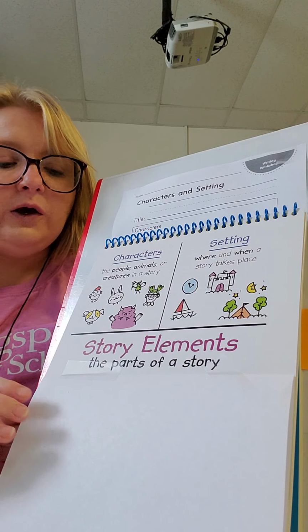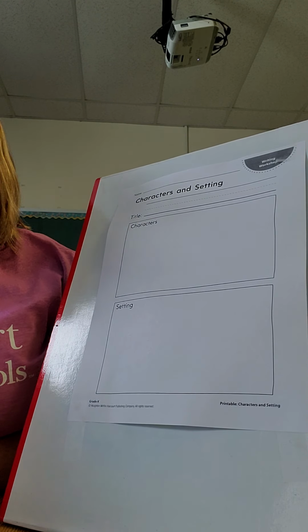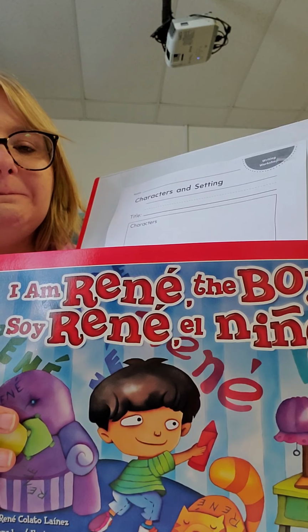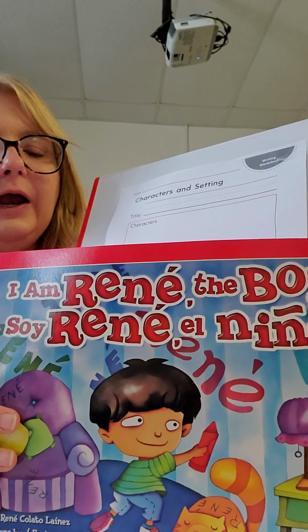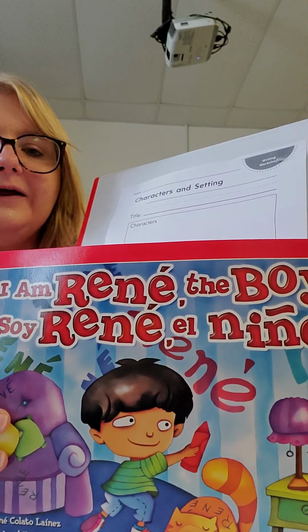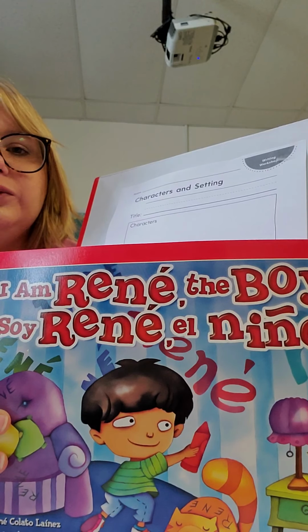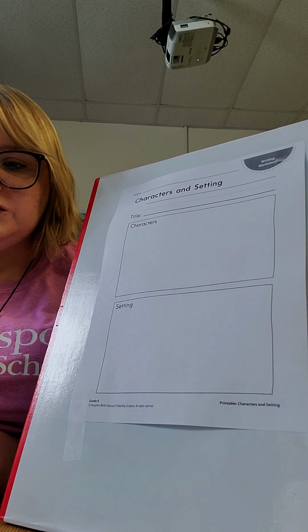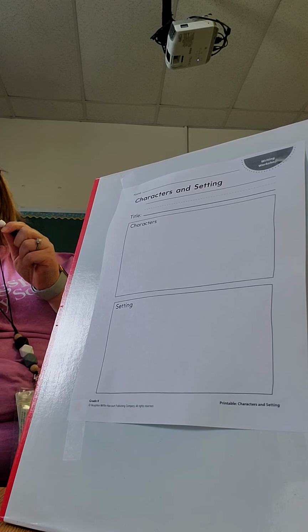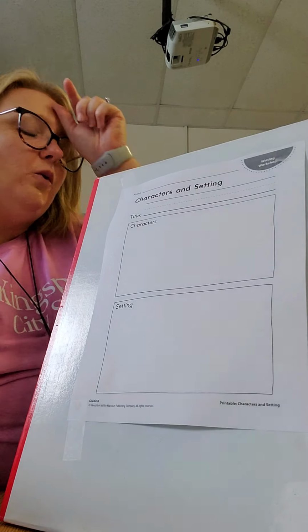So today we are going to look back at a book that we've read. And this book was called I Am Renee the Boy. And we're going to think back about the characters in the story and the setting, where the story took place. And I'm going to model this for you today. So I'm going to start here by adding the title of the book. So the title is I Am Renee the Boy.